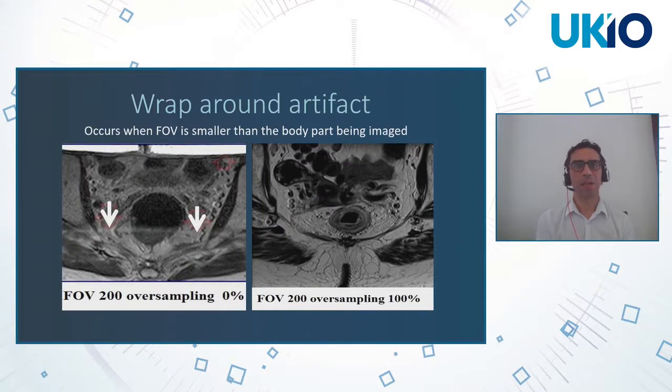So just to mention an artifact to do with field of view, aliasing is also known as wraparound, and it's an artifact that occurs when the field of view is smaller than the body part being imaged. The part of the body that lies beyond the field of view is projected onto the other side of the image, as seen by the white arrows in the left image.